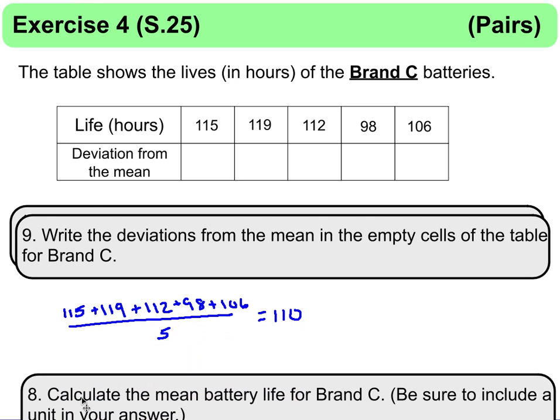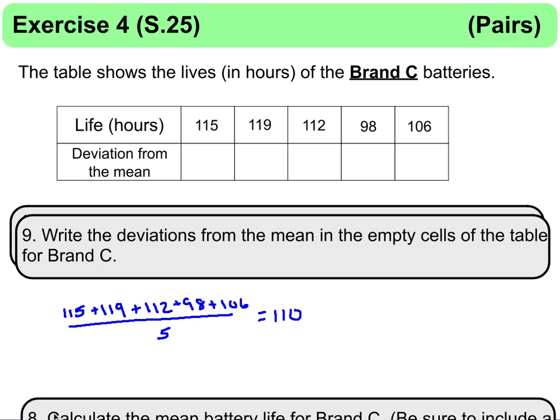So what am I going to do with that 110? Well, in question 9, we're asking students to write the deviations from the mean in the empty cells for that particular piece. So up here I would go in, I'm going to do a minus 110, a minus 110, a minus 110, and so forth across. And so when we fill in the difference of each one of those, this would be a positive 5, a positive 9, a positive 2, a negative 12, and a negative 4.